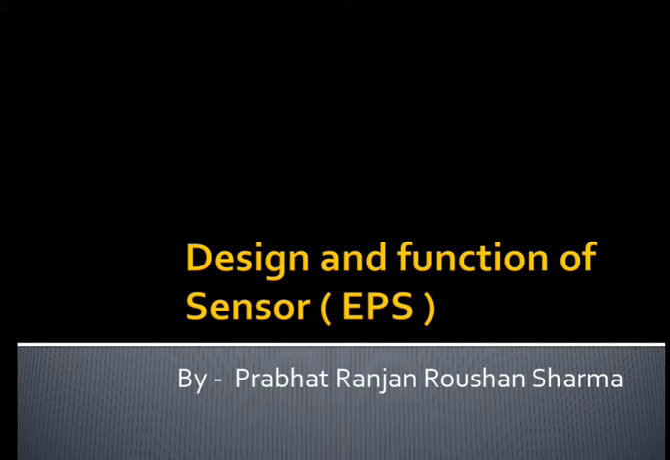Good afternoon to all. This is Prabhat Ranjan here, and today I am giving a brief description about the design and function of sensors, that is the lateral acceleration sensor, yaw rate sensor, and brake pressure sensor.